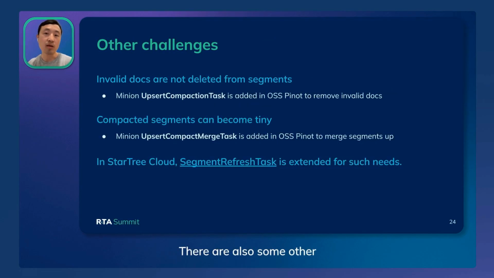There are also some other challenges here for Upsert. For example, the invalid documents are not really deleted from the segments, and that can waste a lot of disk space. So in open source Pinot, we have introduced a few new minion tasks, for example, the Upsert compaction task and also the Upsert compact merge task, which can remove those invalid documents. And if the segment size gets very small, these segments can also be merged into bigger ones to improve the query performance. In StarTree Cloud, we have this segment refresh task, which is already used by a lot of customers to optimize their data segments.